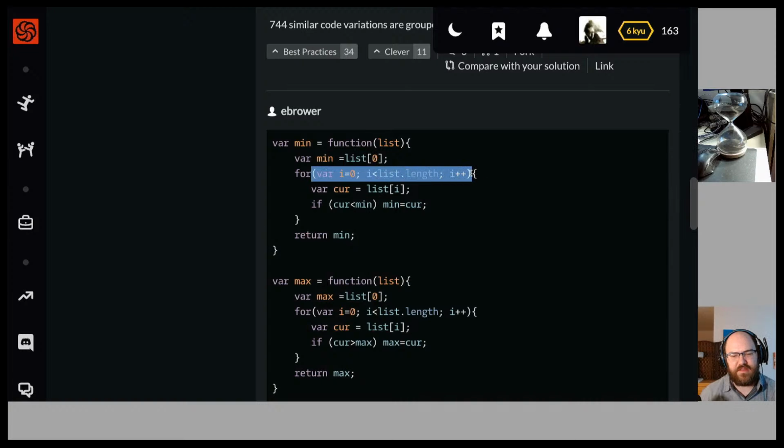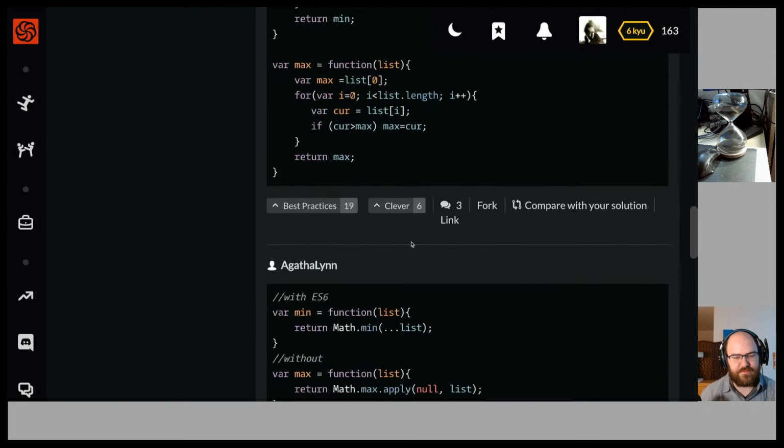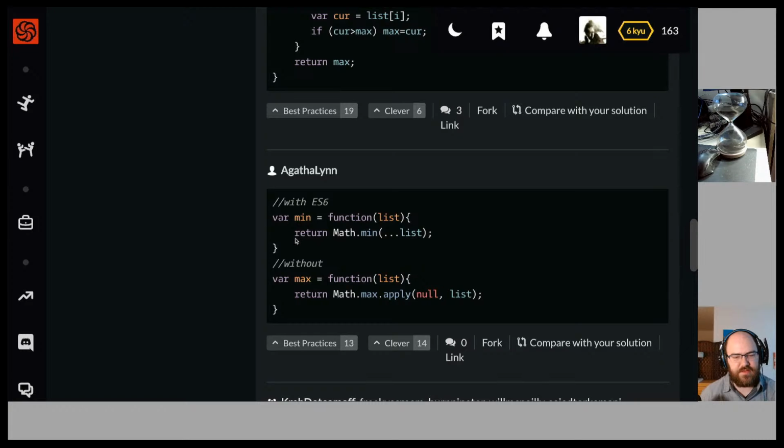You have the for loop, you have current is list at I, and this is an interesting syntax, doing it all on one line: if current less than minimum, minimum equals current. But it's just tripping me up that min is the name of the function, but min is also the name of a variable within a function. And I guess with scoping it probably works out okay, but it makes me a little bit nervous. Huh, this is like a blended approach from two we've seen before.